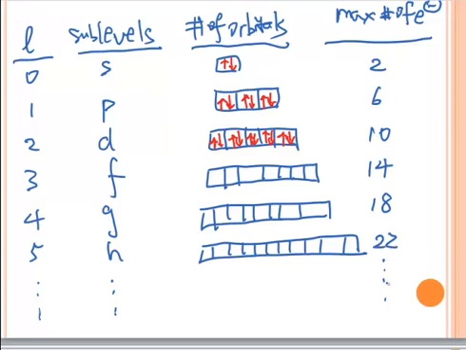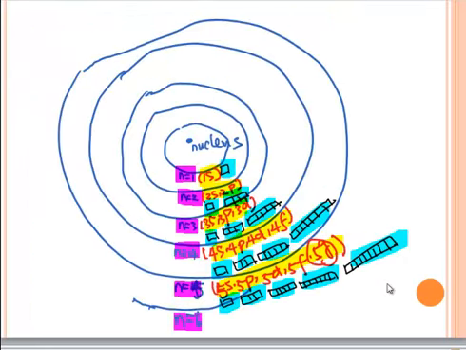So based on that, now we know the maximum number of electrons you can get on each of those sublevels. Coupled with this model, you should have a pretty good idea of the maximum number of electrons that can go on each principal energy level and each sublevel.